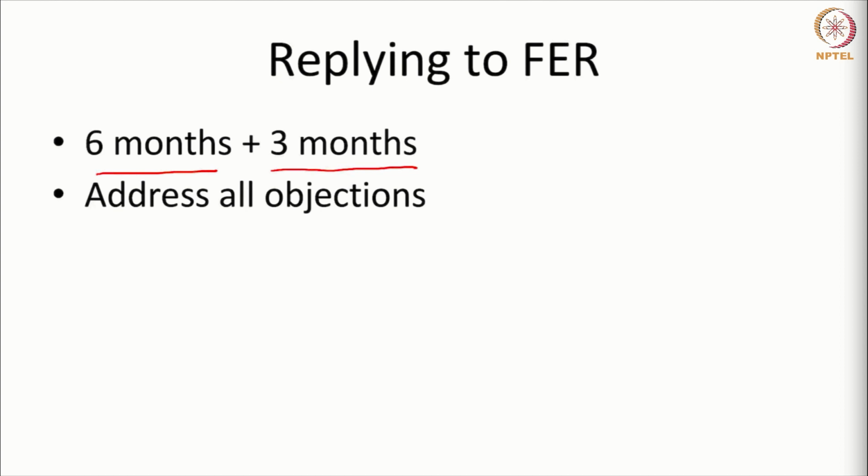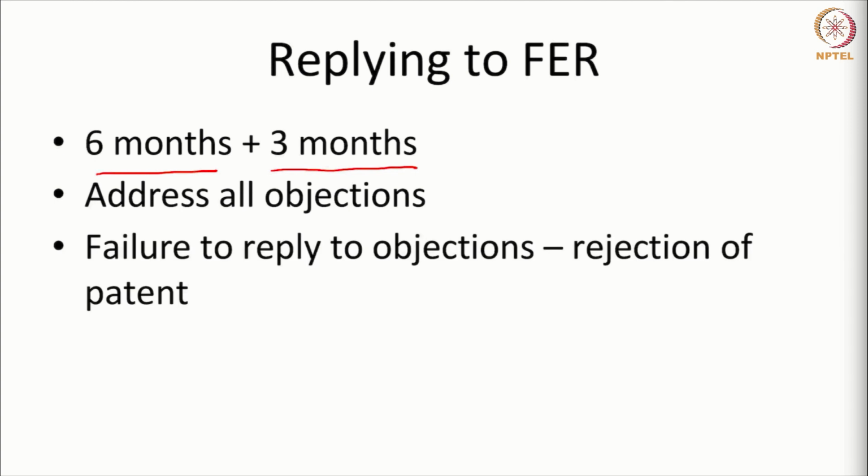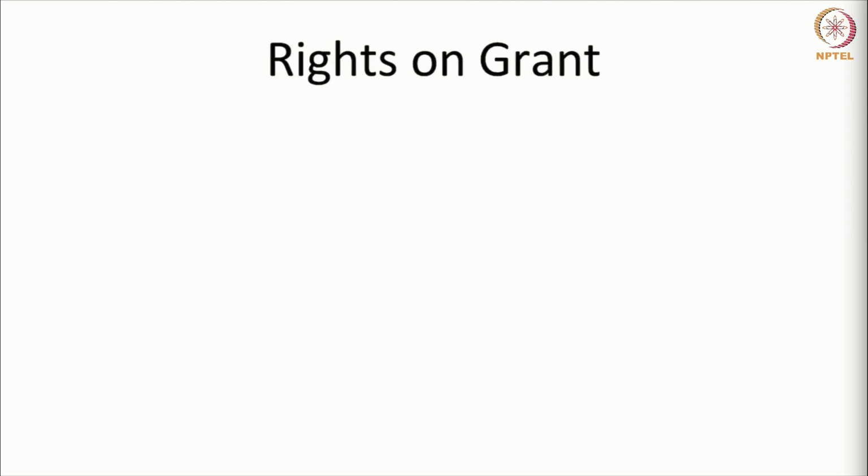If the applicant partially addresses it, that could result even in the rejection of the patent, so the applicant has to address all the objections, based on what has been required by the Patent Office. If the Patent Office requires amendment, then the applicant has to amend it. If the Patent Office requires certain procedural irregularities to be corrected, then that has to be done. Failure to reply to the objections, as I mentioned, could lead to the rejection of the application itself.